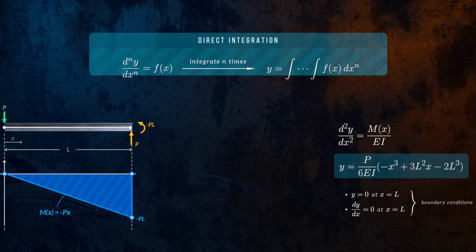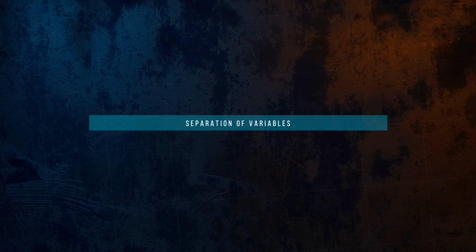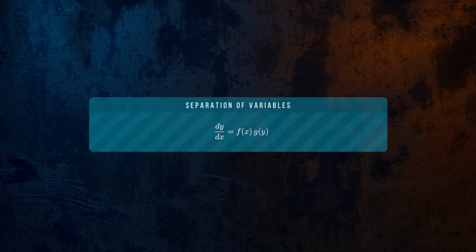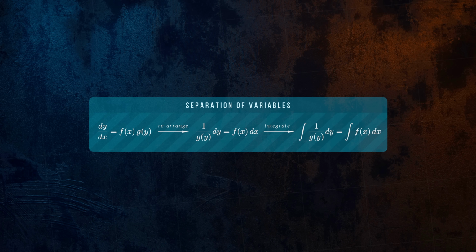The separation of variables method is a bit more versatile. It's usually applied to first-order equations that contain both the dependent and independent variables. The idea is to rearrange the equation so that all terms involving the dependent variable, including its differential, dy in this case, are on one side, and all terms involving the independent variable and its differential dx are on the other. Once separated, both sides can be integrated independently, and the equation can be rearranged or simplified to obtain the solution.